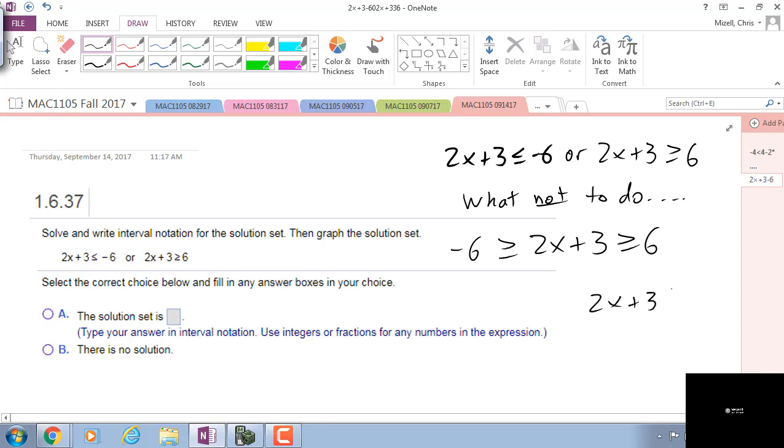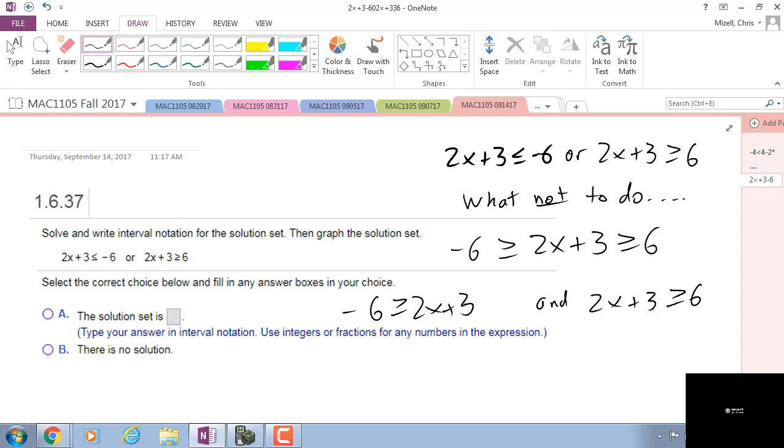2x plus 3 is greater than or equal to 6, and negative 6 is greater than or equal to 2x plus 3. So effectively, I've changed the OR to an AND by writing it like that. And the fact of the matter is, I don't think there's any number that satisfies this AND statement.